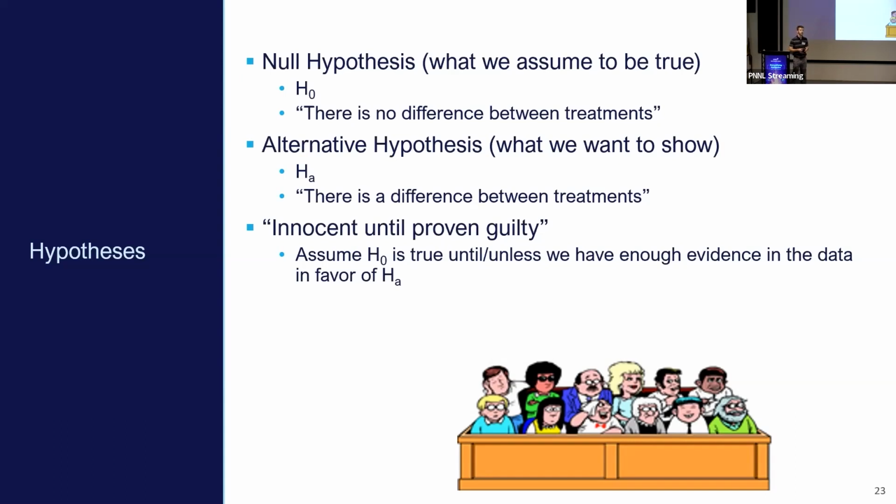In contrast, the alternative hypothesis is what we want to show, and it's notated as H_A. It's usually a sentence along the lines of "there is a difference between treatments." Similar to court, we assume innocent until proven guilty. We always assume that the null hypothesis is true unless we have enough evidence in favor of the alternative hypothesis.